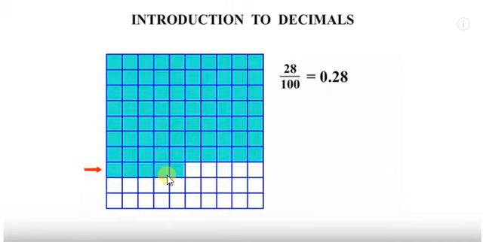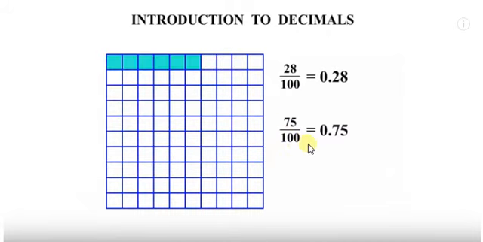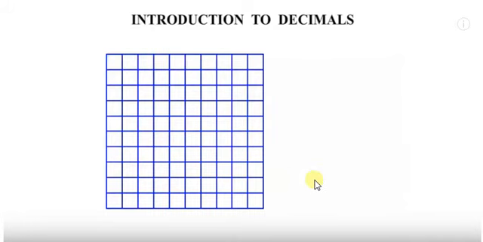Now look here, there are 75 cells which are shaded. Now this makes 75/100, which is equivalent to 0.75 as a decimal. Again, suppose only 6 cells are shaded, that makes 6/100. Now if the dot here, there should be a dot here, is shifted 2 steps towards the left, you'll have 0.06.